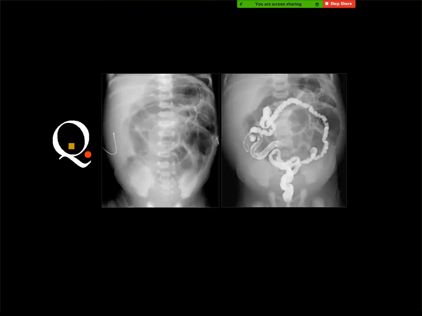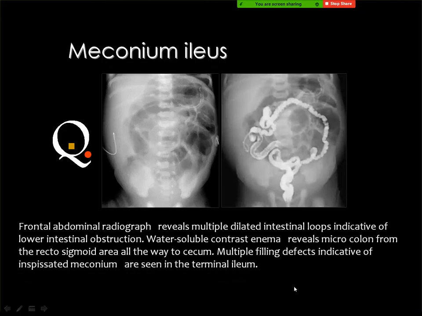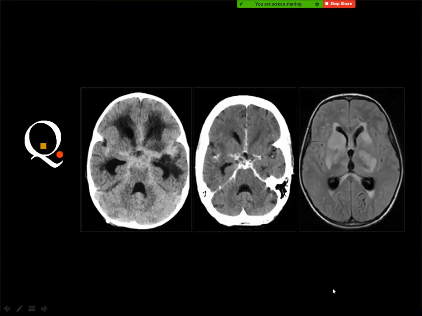Again, microcolon. Microcolon, and this is meconium ileus because you see filling defects in the terminal ileum, and this is meconium ileus.